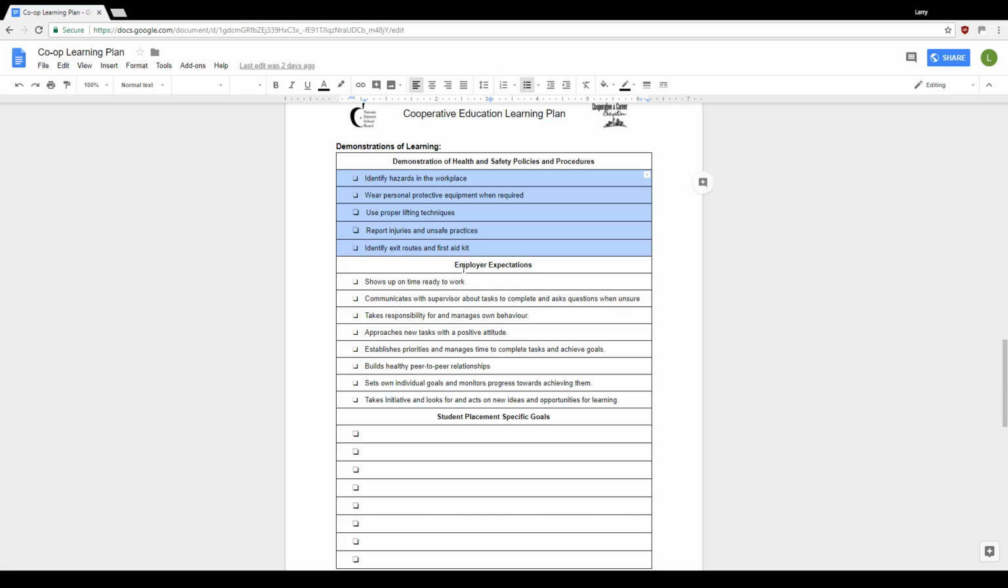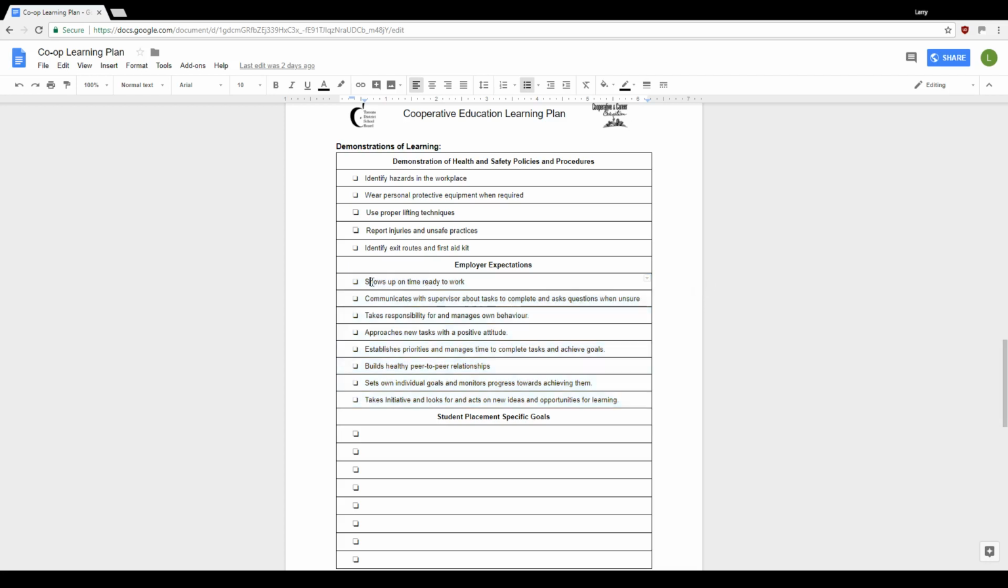Then we have the employer expectations. Probably by consulting with employers, the school board has decided that these are the most important things that the students should do or act or behave like during their co-op. That's why they put them down here. There are probably many other employer expectations, but these are the most important.